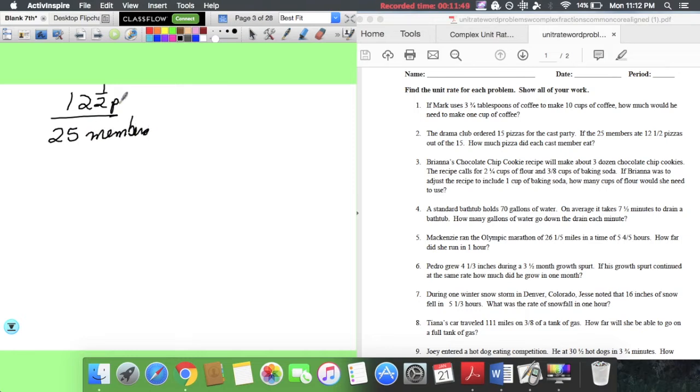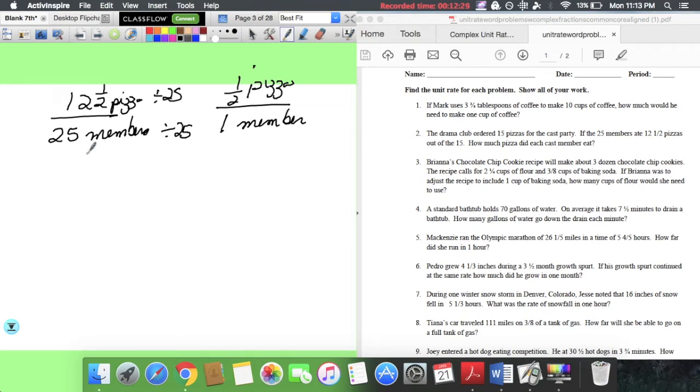That's a relationship. Okay, I want to know how much one cast member, one member of that cast party, ate in terms of pizza. So this one is simple, divide by 25, and then also the top, I'm going to divide by 25. So 12 and a half, or 12.5, divided by 25 equals 0.5, or half a pizza for each cast member.